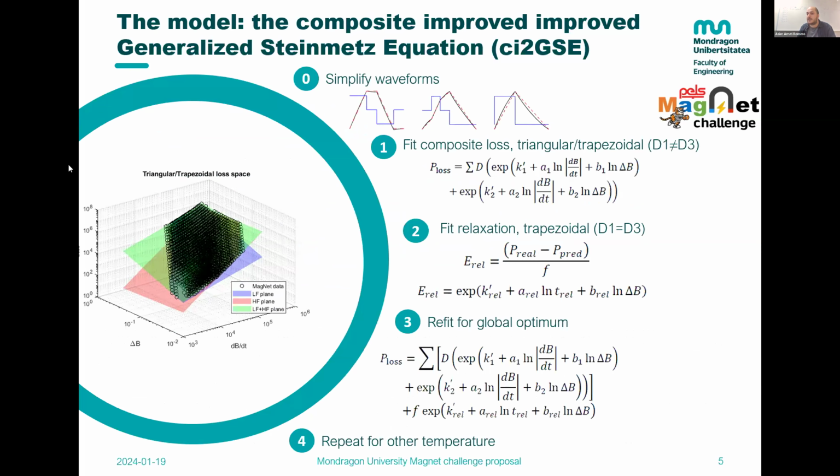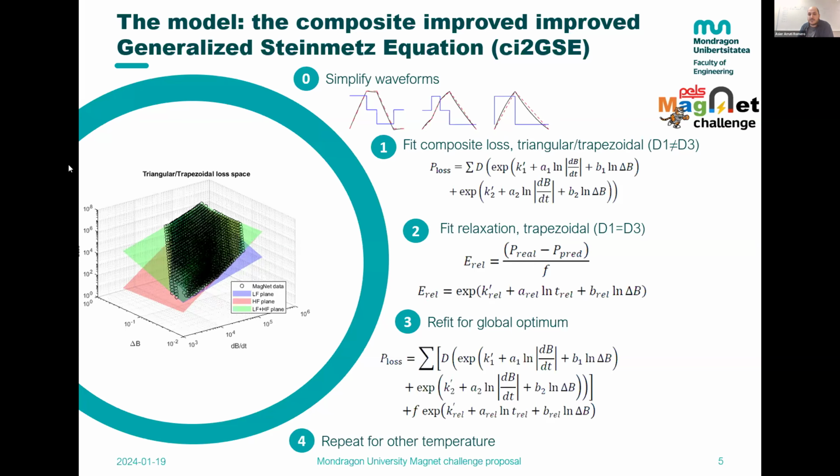We take all of the data with triangular and trapezoidal waveforms, except the data with duty 1 equal to duty 3, which, I think in MagNet, is the only case where we have relaxation losses in theory. And then we get the ideal parameters that define the low frequency losses and the high frequency losses, which are theoretically the hysteresis and eddy losses.